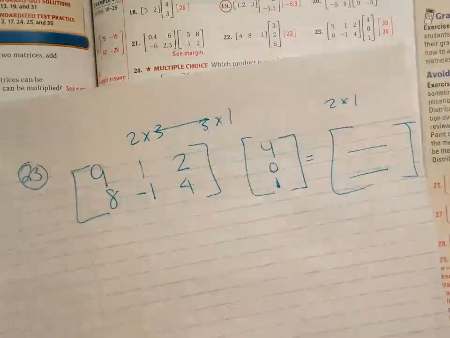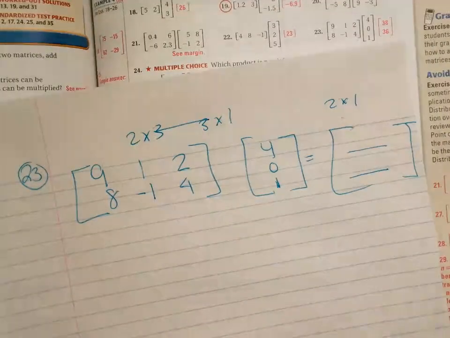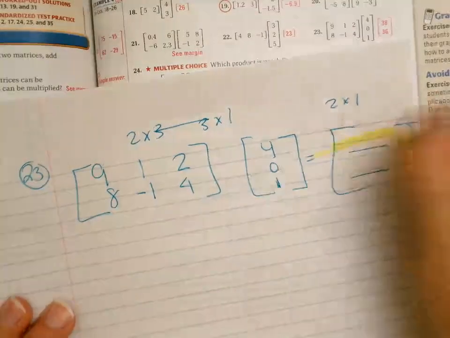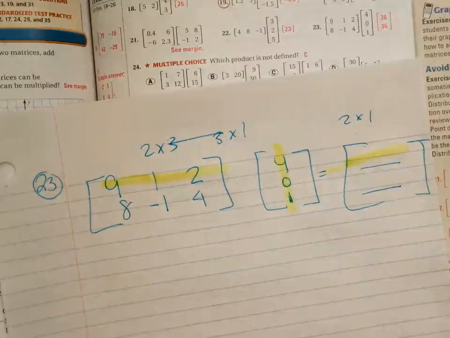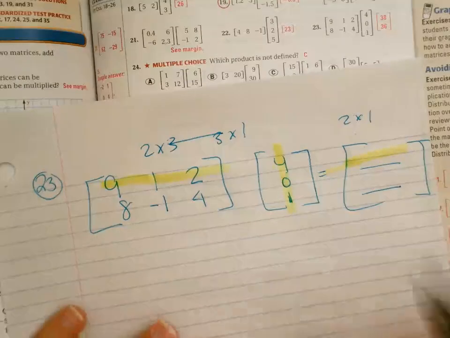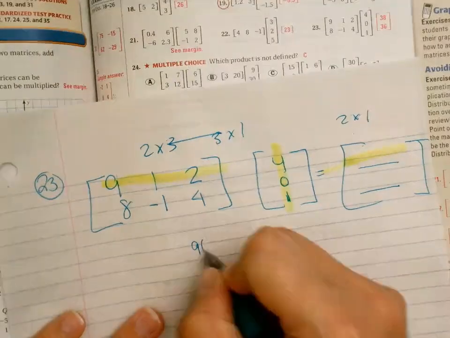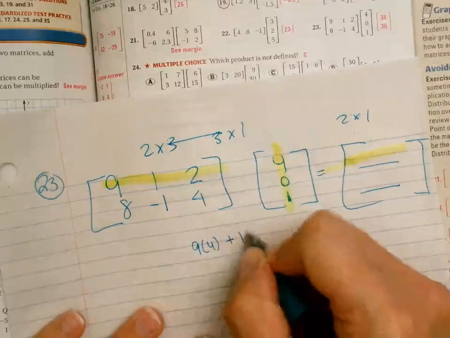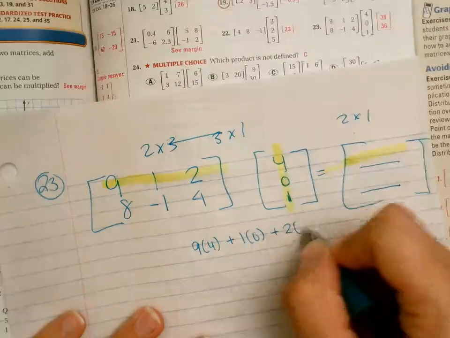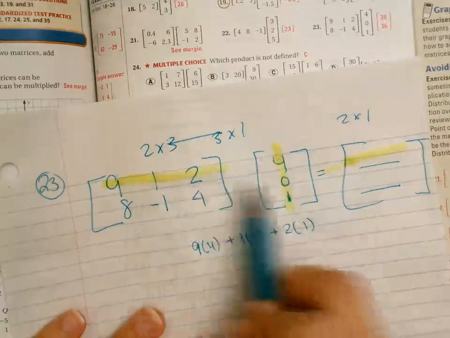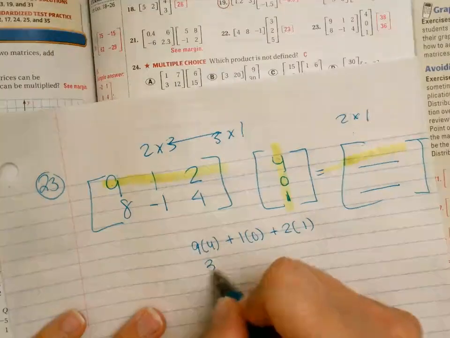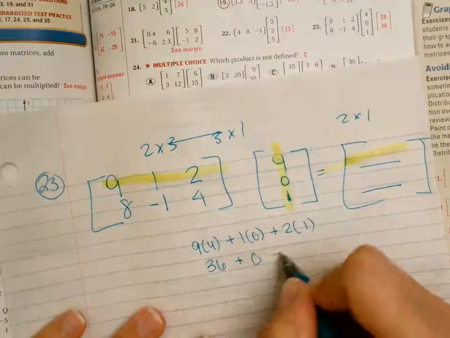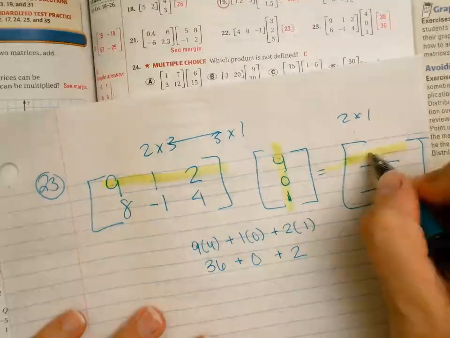So we just have 2 numbers. So our first number, this one is going to be row 1, column 1. Row 1 with column 1. So that is going to be 9 times 4 plus 1 times 0 plus 2 times 1. 9 times 4 is 36 plus 0 plus 2. That's going to give me 38.